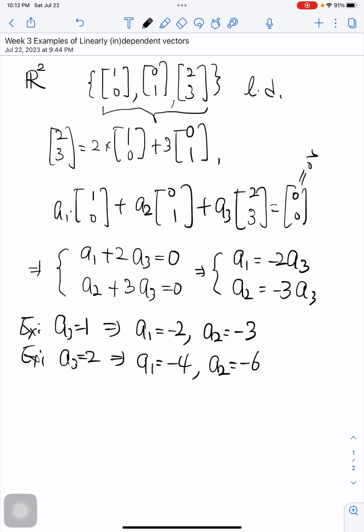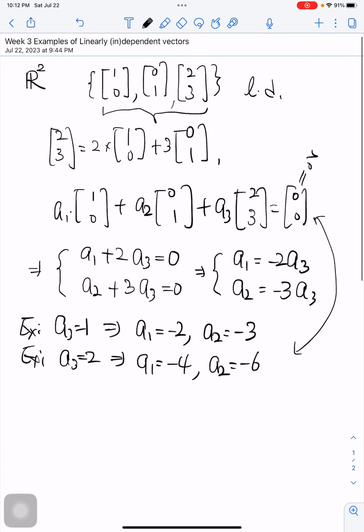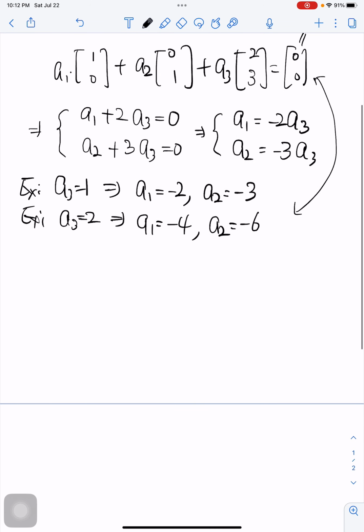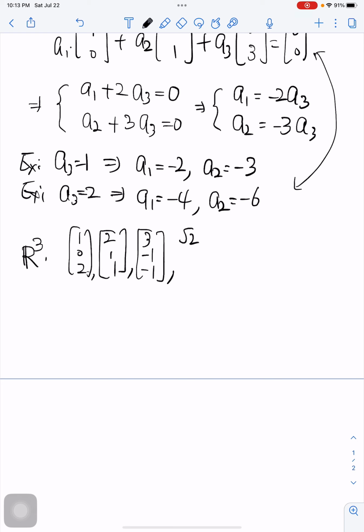As you can see, this equation will have an infinite number of solutions. By definition, these three vectors are linearly dependent. Okay? All right. Similarly, I'll give you another example in R3. How about I have (1, 0, 2), (2, 1, 1), (3, -1, -1), and (square root of 2, 1/4, 1/5). Okay?